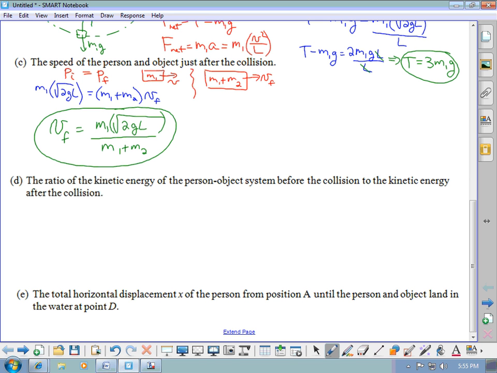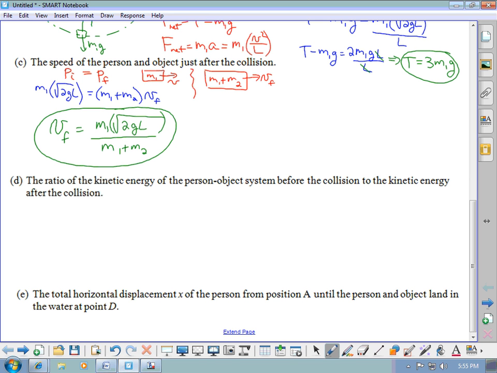Part D asks for the ratio of the kinetic energy of the person-object system before the collision to the kinetic energy after the collision. Because this collision is inelastic, when objects stick together, that's called a completely inelastic collision. For inelastic collisions, the kinetic energy decreases. So the important thing here is we should get that the kinetic energy changes. This is not a situation where the kinetic energy before the collision equals the kinetic energy after the collision. There are forces that are doing work on the objects, causing their kinetic energies to change.